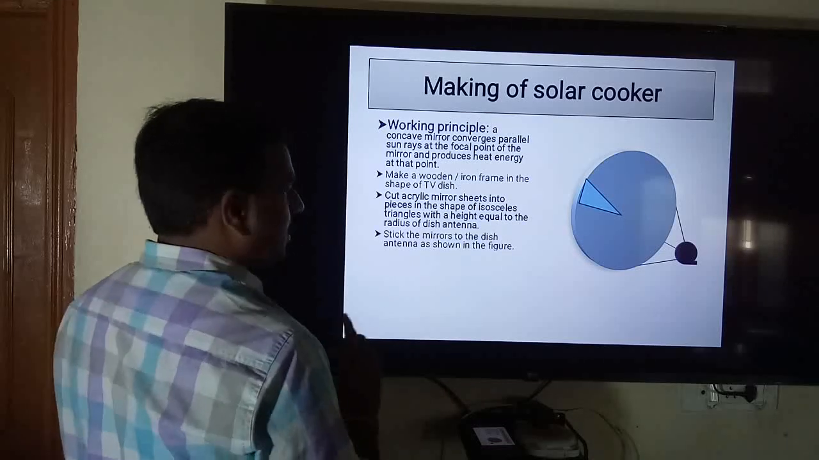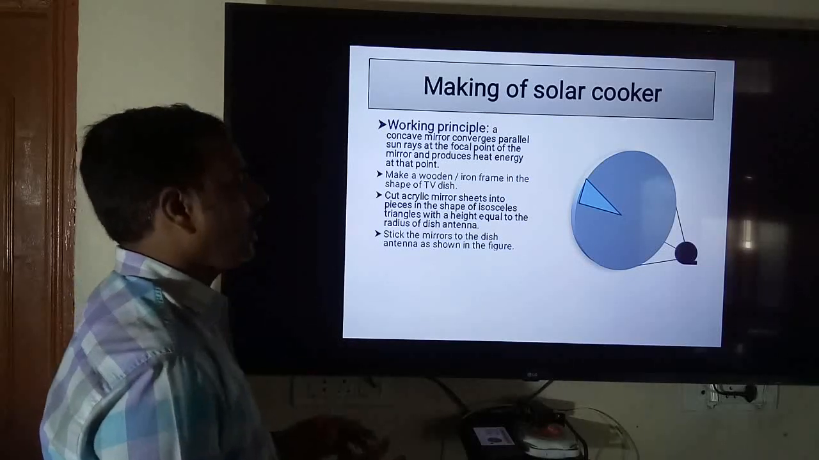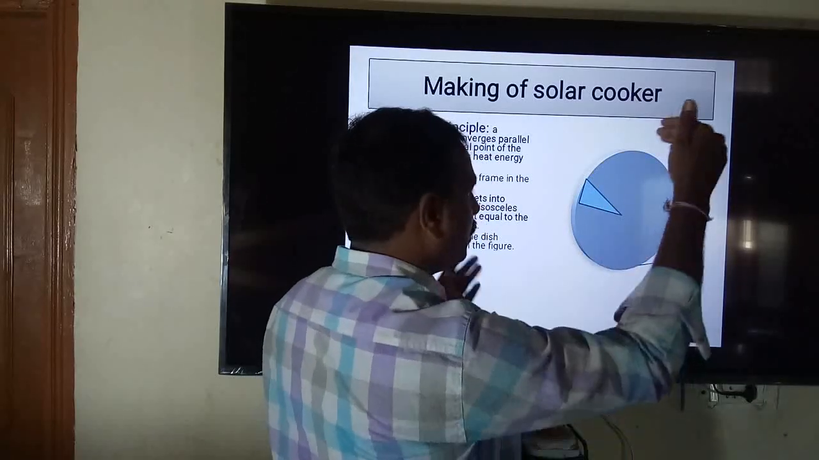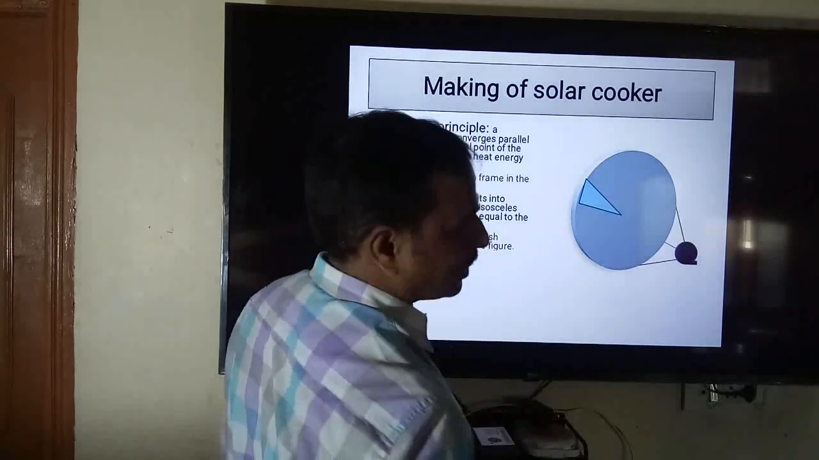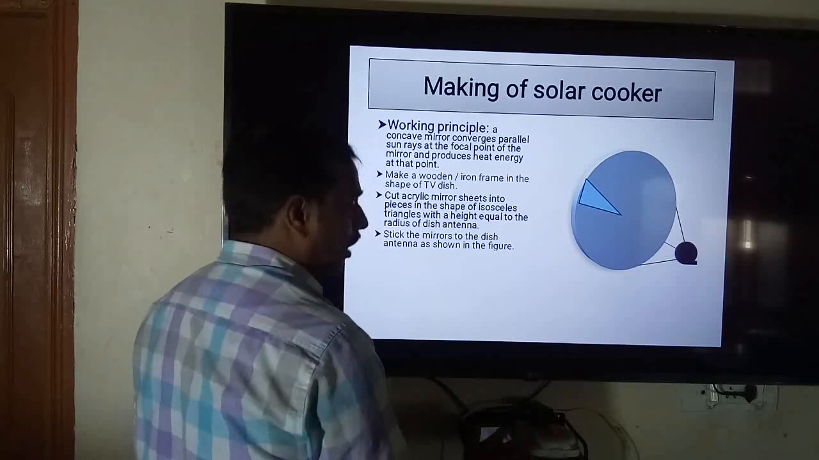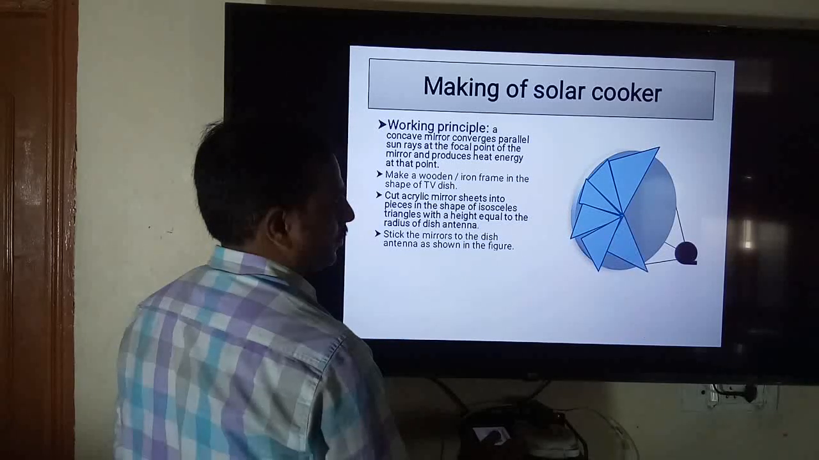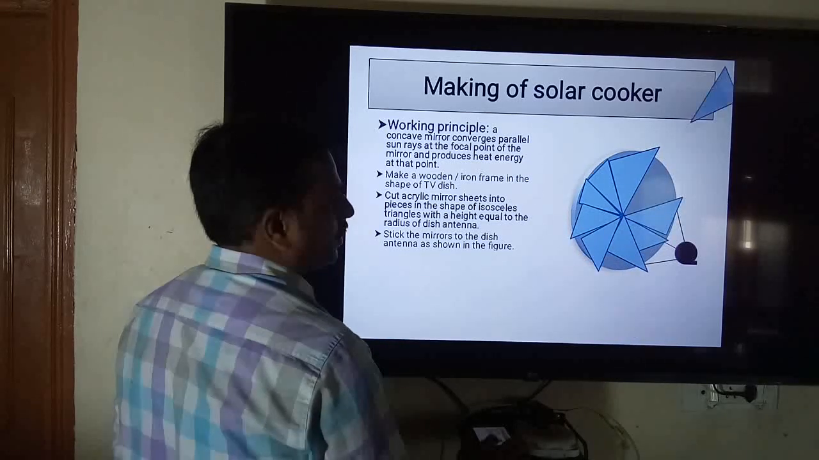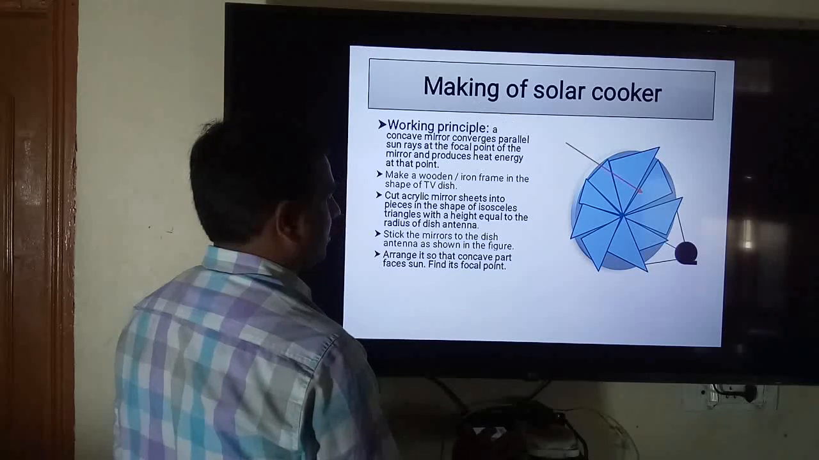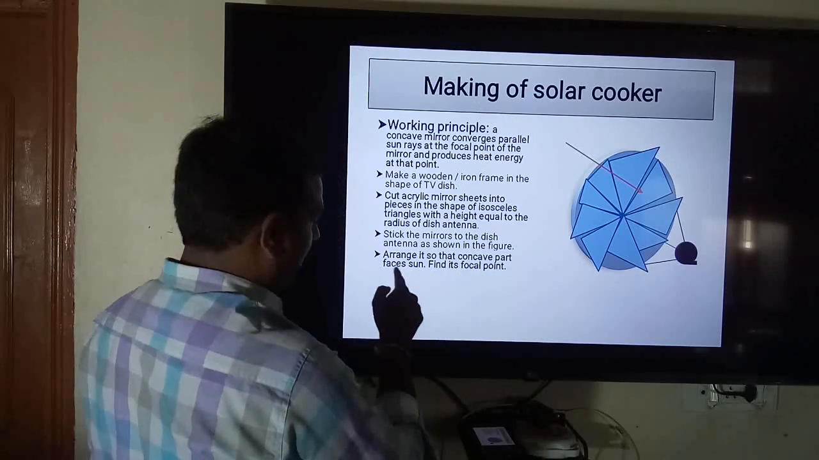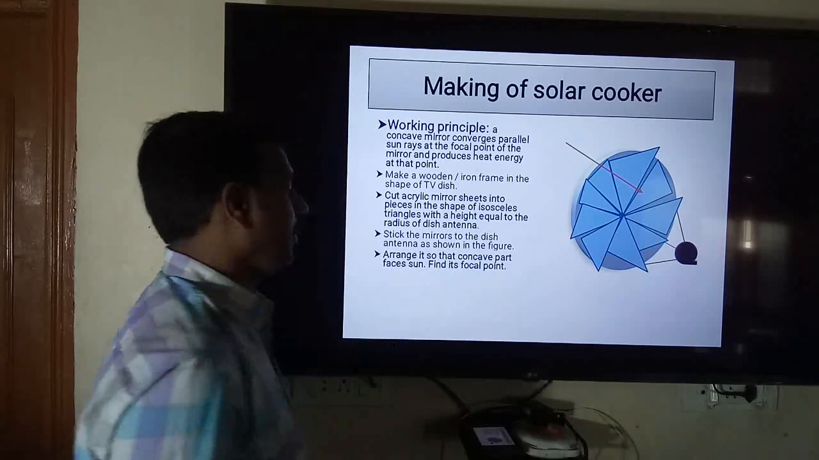Now stick the mirrors to the dish antenna as shown in the figure. The same way you should fix all those mirrors. Now I am going to fix them. All of you observe. Just like this, we are fixing. These are all acrylic sheets. Arrange it so that the concave part faces the sun, then find its focal point.